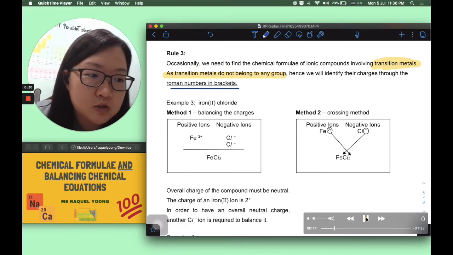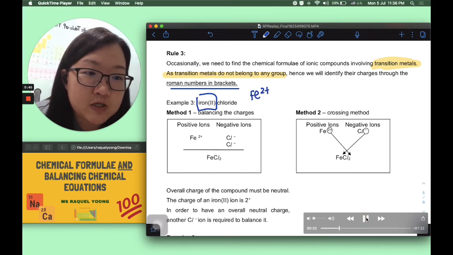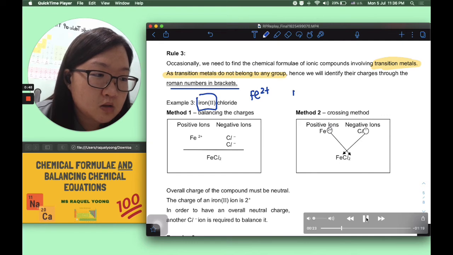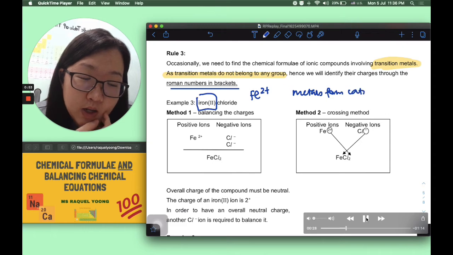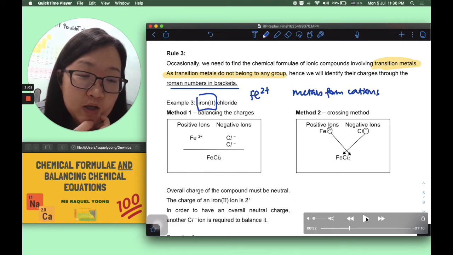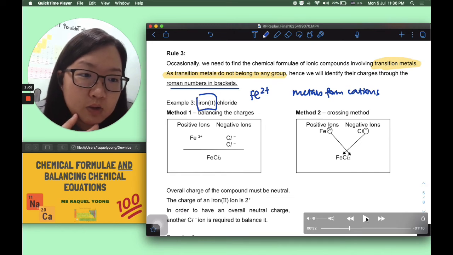So let's say if we look at iron 2 chloride as the example. So iron is a transition metal, but they will always accompany it with a Roman numeral in brackets. So for instance, here is iron 2. So straight away I know it's Fe2 plus. Okay. So why plus, right? Because we know that iron is a metal and metals will form cations. Okay. So Fe2 plus. Yep. And for the chemical symbol, you can just get it from the periodic table lah. So that part is quite understandable.